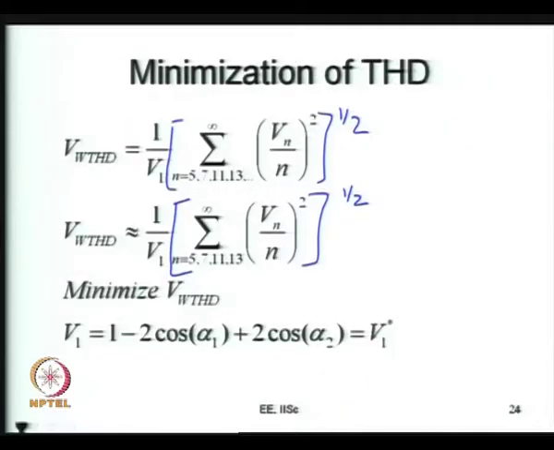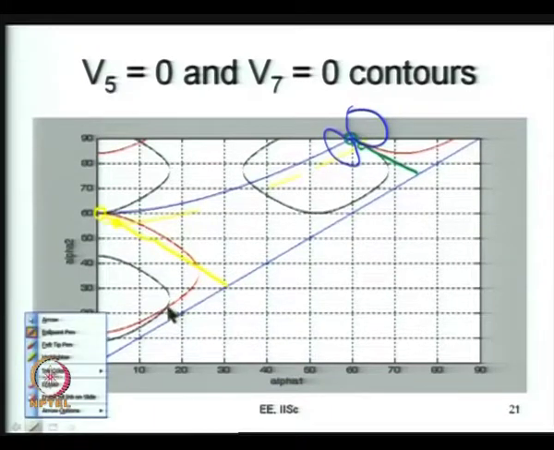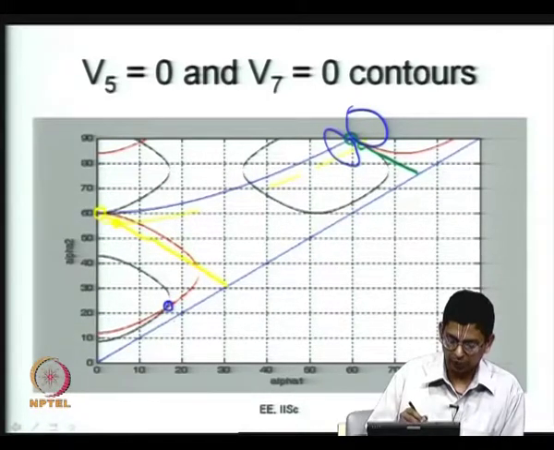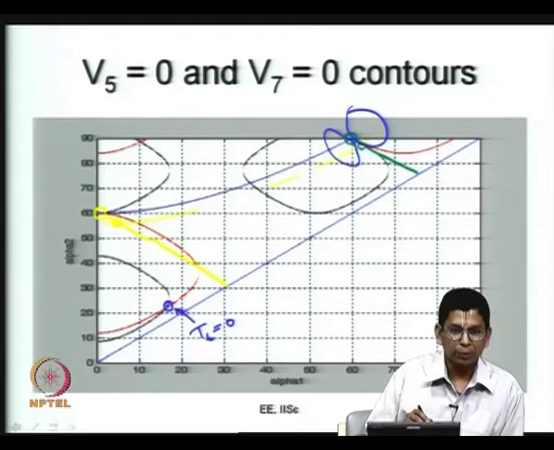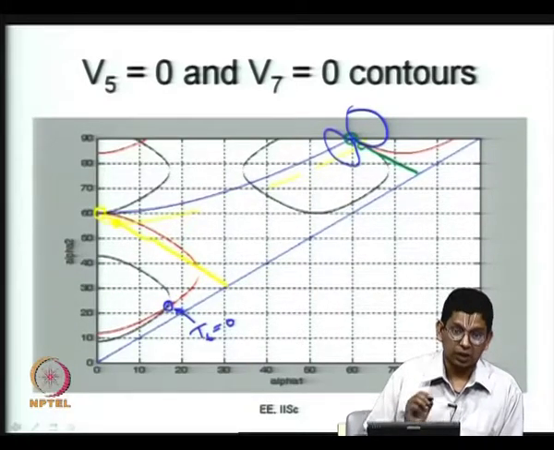Let us go back to the V5 equals 0 and V7 equals 0 contour, and there we will see this point now. So, here I want to point out to you that if you take this point as I pointed out, T6 is equal to 0 at that point. Why is T6 equal to 0? Because both V5 and V7 are equal to 0, and therefore, I5 and I7 are equal to 0, and therefore, sixth harmonic torque is 0 now.